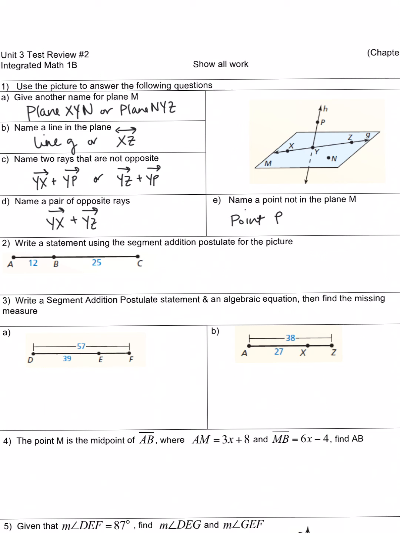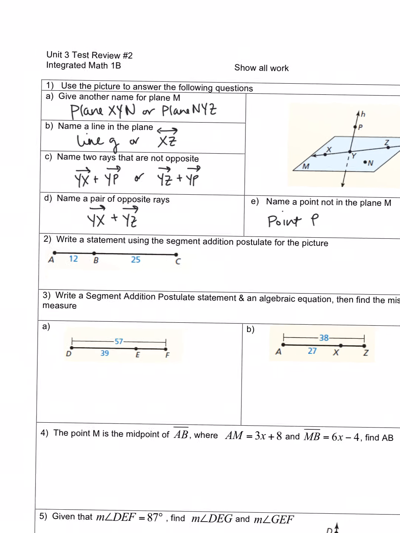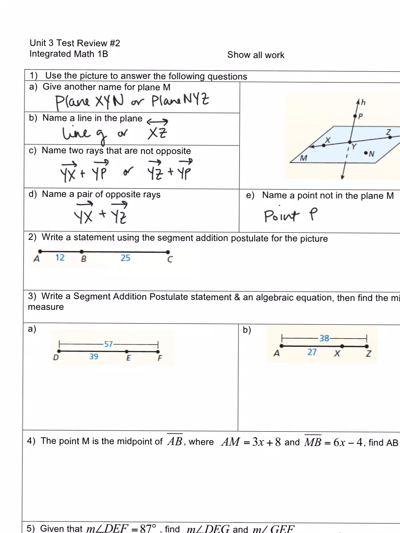All right. Write a statement using the segment addition postulate for the picture. The segment addition postulate tells me this little piece plus this little piece equals the big piece. So that means segment AB plus segment BC equals the full segment AC.